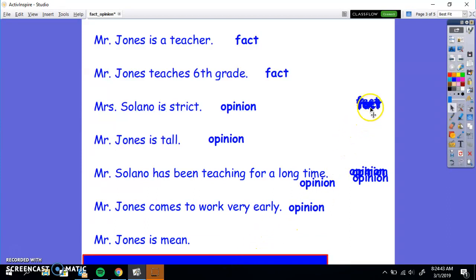And Mr. Jones is mean. This is also an opinion. While at times I may do mean things and some students may think that I'm mean, it is an opinion based on the individual person. Any sort of emotion, you want to go with that being an opinion.